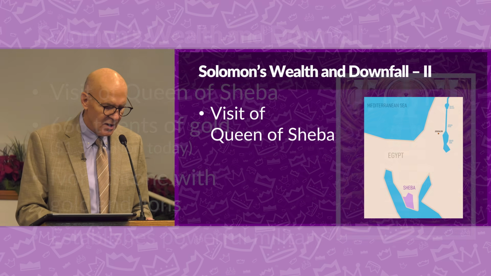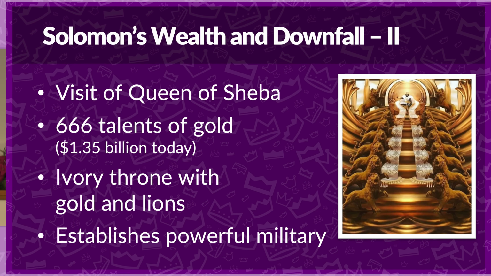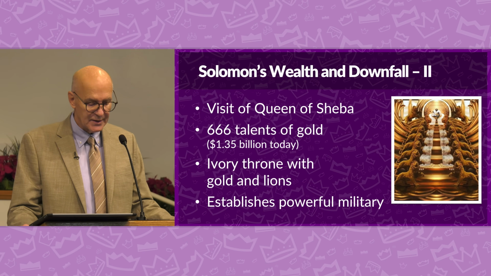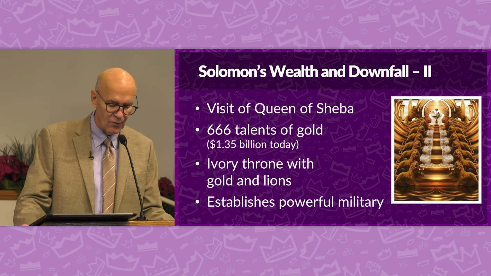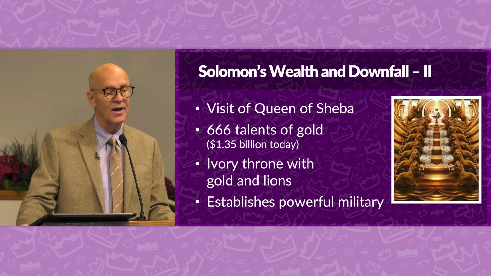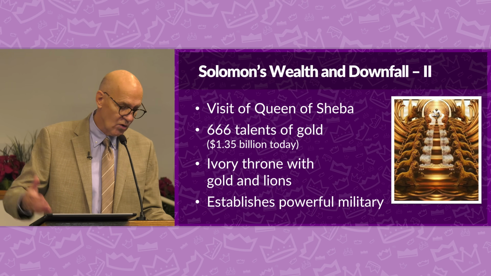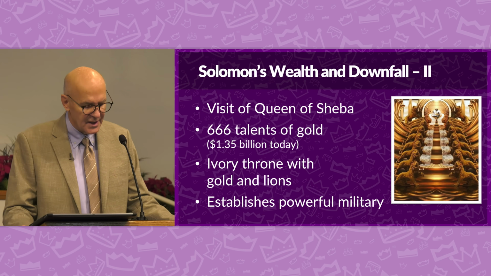of Israel. Solomon acquired 666 talents of gold annually, a symbol of his wealth and power. That would be like $1,350 million in today's gold prices. He constructs a magnificent throne of ivory overlaid with gold and surrounds himself with sheets of gold. We read about that in 1 Kings chapter 10, 14 to 22. He imports horses and chariots from Egypt, establishing a powerful military force.